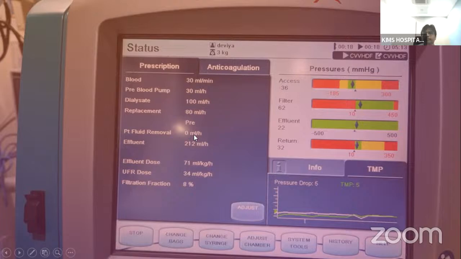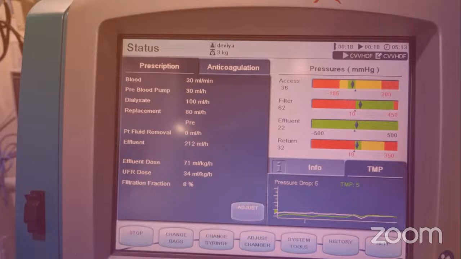Here we kept the patient fluid removal initially at 0, to prevent any hemodynamic imbalance after starting the CRRT. So this is how we make a prescription. Here the child is around 3 kg, so we started with 10 ml per kg, a blood flow of 30 ml per minute, and an effluent dose of around 71 ml per kg per hour. Half the effluent dose is dialysate and the remaining half is replacement fluid as PBP. Initially we kept patient fluid removal at 0 ml per hour. This is how we set the CRRT prescription.